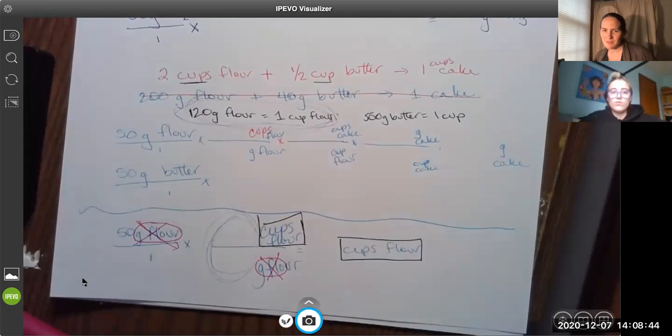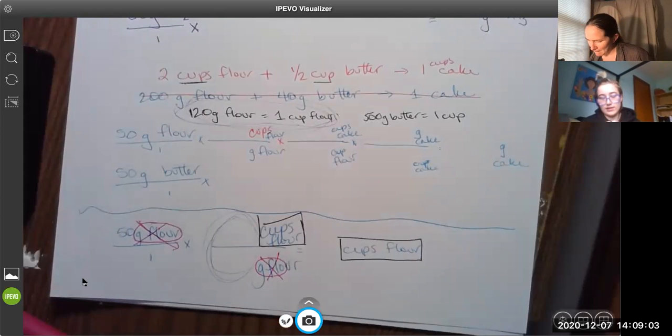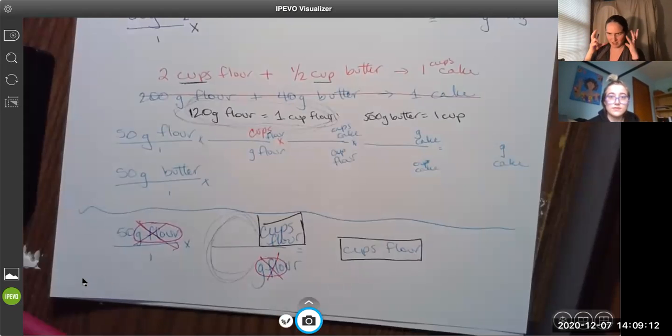Would it be 120 grams on the bottom? How'd you know? Because that's how we figure out how much is in a cup. Yes. And then the top one is just 1 because we're trying to find it in 1 cup. Exactly. Do you want to say that again to get it?